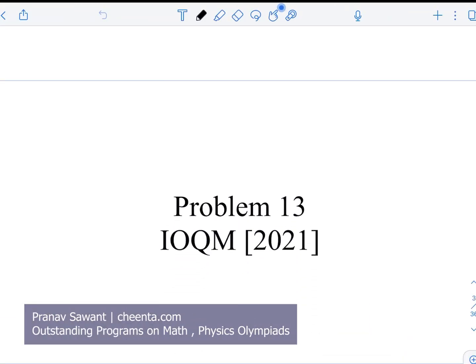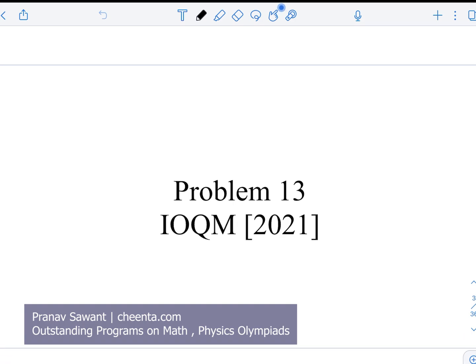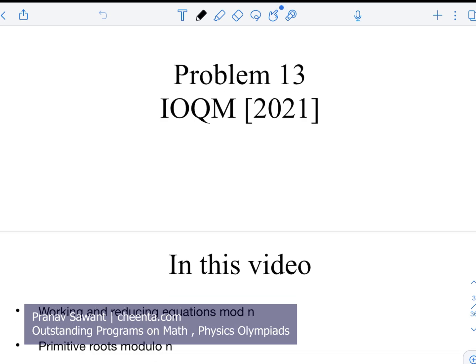This was problem number 13 from the Indian Olympiad Qualifier in Mathematics in 2021. This is actually a pretty nice problem. It's one of the harder problems on the test, and we're going to see how we can use elementary number theory in order to solve this.